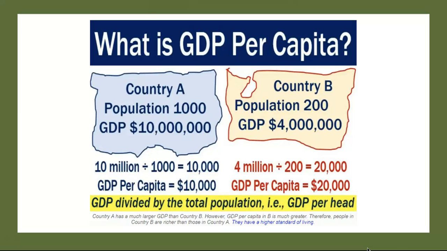However, country A has a population of 1,000 and country B has a population of only 200. So country A is 5 times as populous as country B, but its GDP is only 2.5 times bigger. So, on a per capita GDP basis, A has a per capita GDP that is only half as much as country B. Remember, per capita GDP is GDP divided by total population.